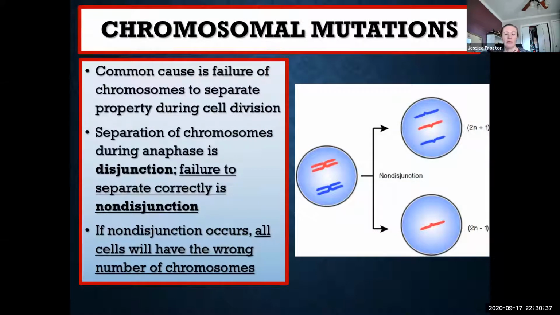All right, so a common cause is failure of chromosomes to separate properly during cell division. So separation of chromosomes during anaphase is called disjunction. So remember our phases of mitosis. We have interphase, prophase, metaphase, anaphase, telophase. So during anaphase, that's when the spindle apparatus rips apart the chromosomes at their centromere. So the chromosomes are being ripped apart, resulting in what we call disjunction. So failure of the chromosomes to separate properly is called a non-disjunction. So if a non-disjunction occurs, all of the cells will end up with the wrong number of chromosomes.